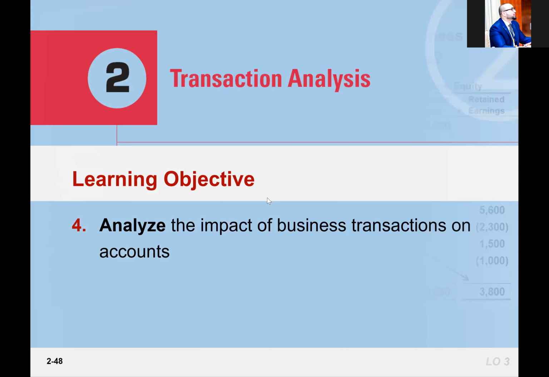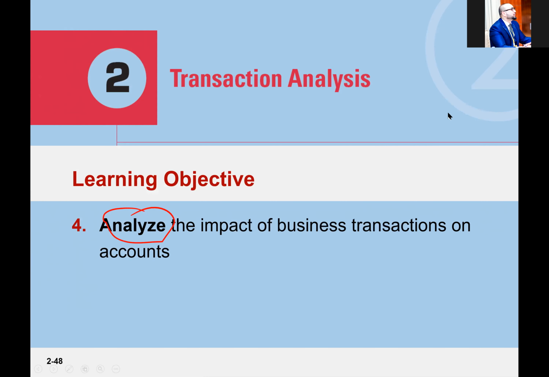Right? So up till now, we have discussed the financial impact, and now we are analyzing the impact of transaction. But before that, let's take a 10 minutes break, and we will be covering this learning objective right after the 10 minutes break.